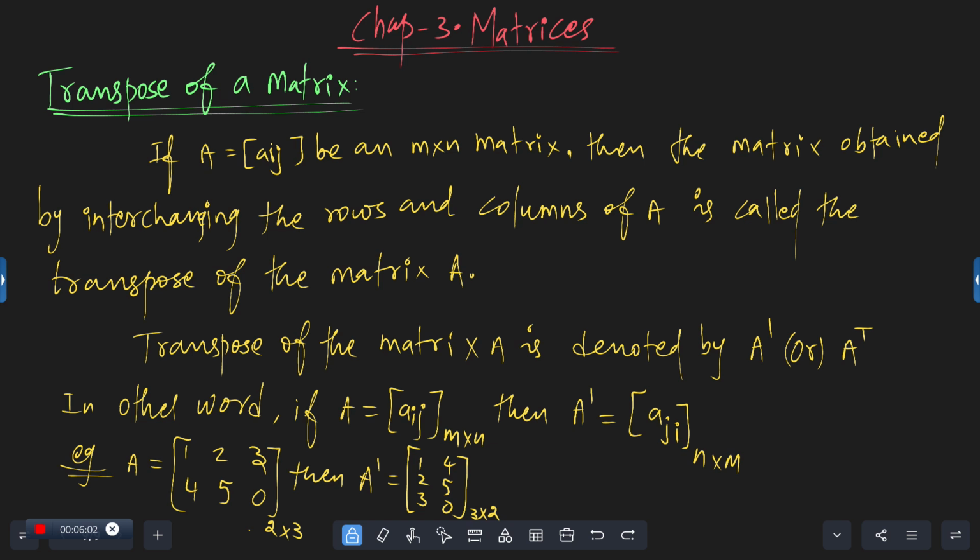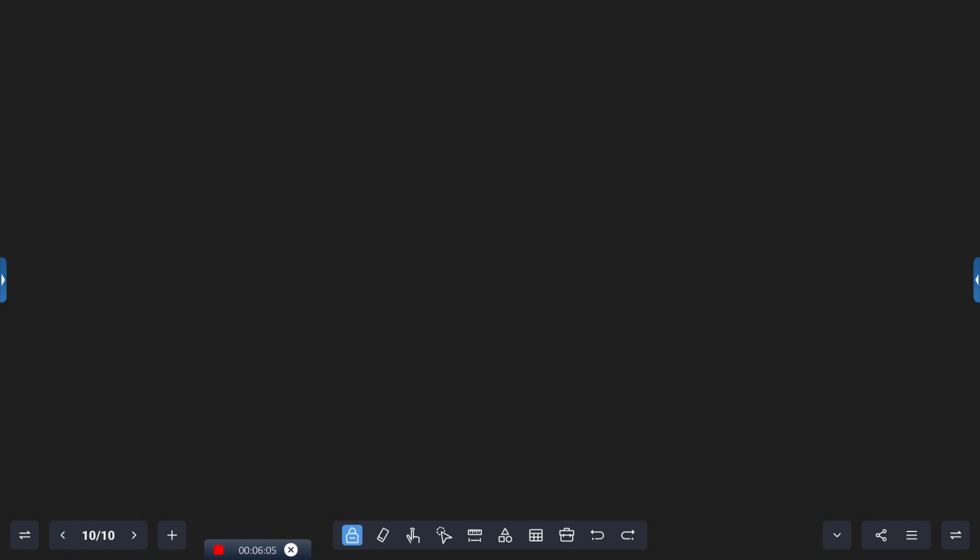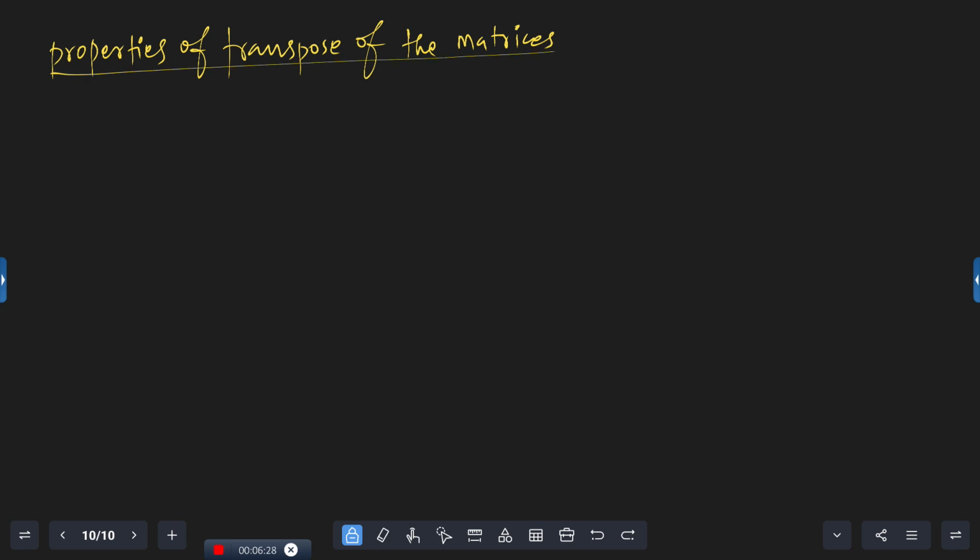Let's go to the properties of transpose of a matrix. Write the topic: properties of transpose of a matrix. So this is the topic. First one: suppose A be the matrix. Let A and B be two matrices.